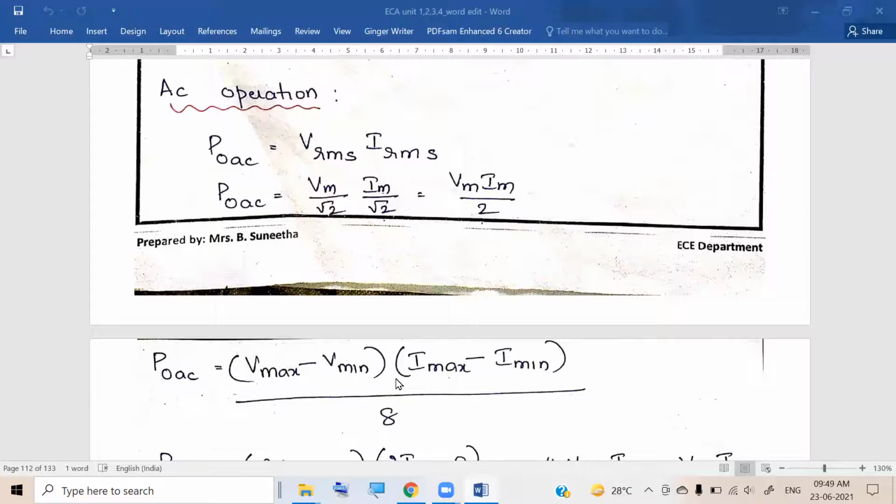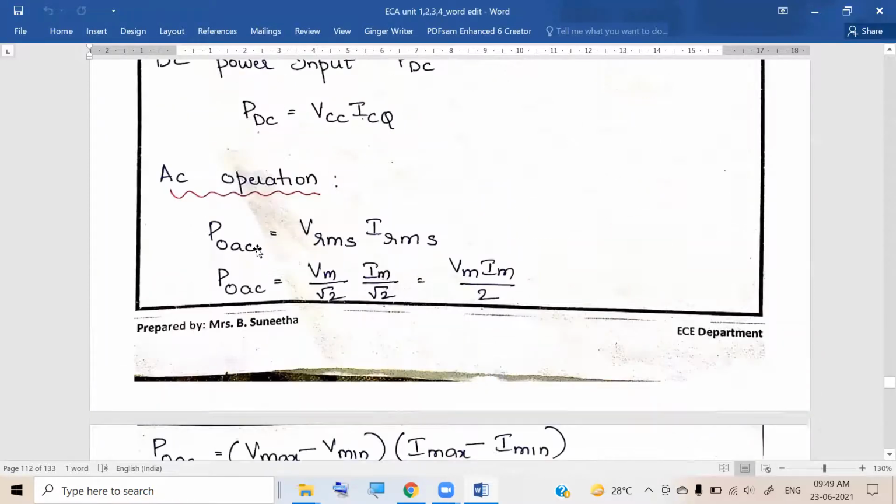So this is what we got for the output AC power for class A. We only took it in terms of Vmax, Vmin, Imax, Imin. That is the reason we did not directly substitute ICQ, VCC. We took it in terms of Vmax, Vmin, Imax, Imin, so that we can reuse the same for the transformer coupled class A amplifier.